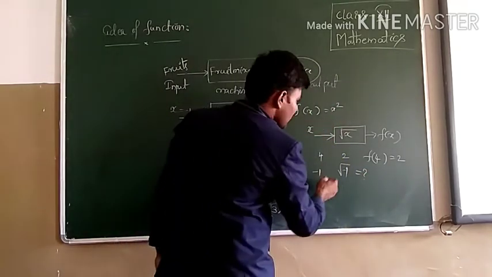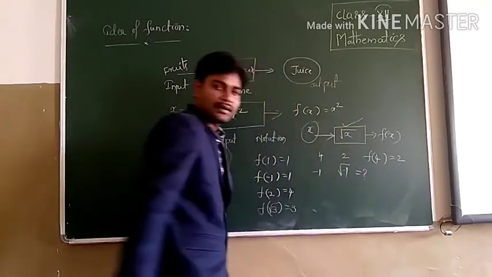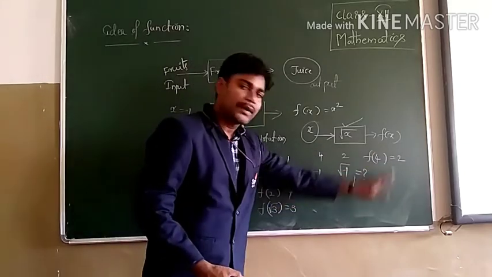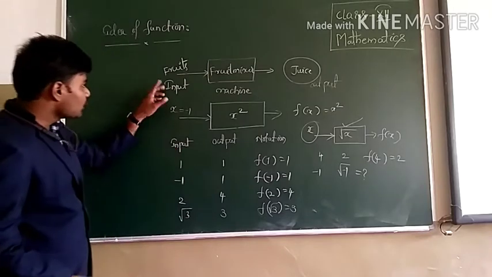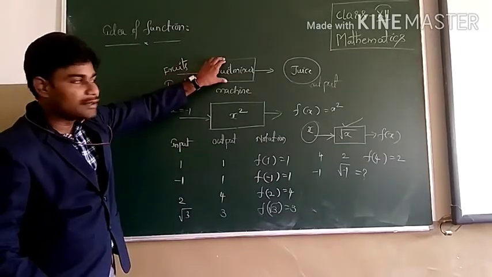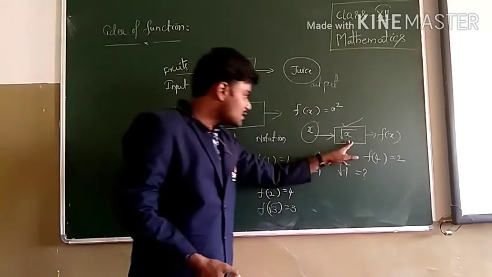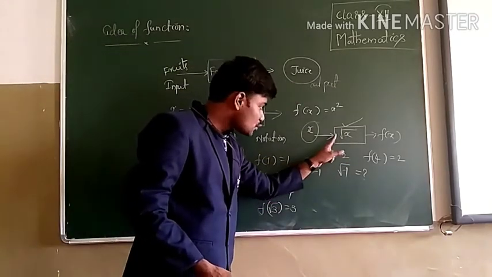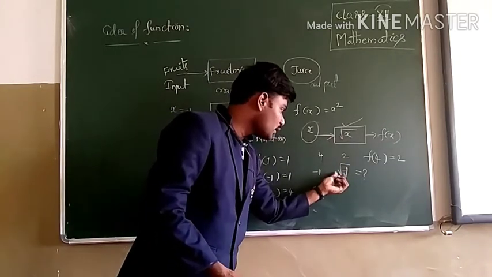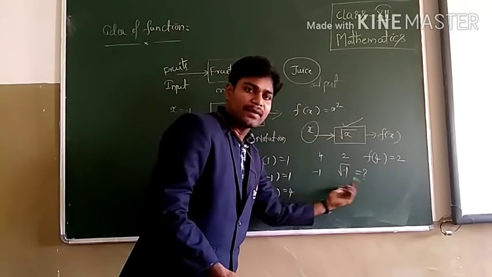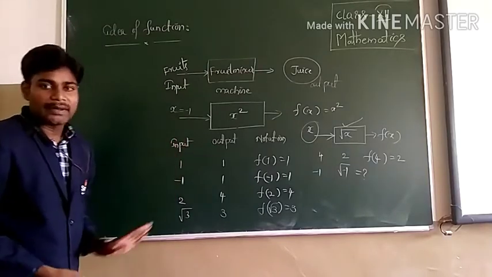So that's why when we are going to find anything, we should give a suitable input to this particular function. Otherwise, we can't get any proper output. Here also, if we give wood to this fruit mixer, it will be broken. We can't get juice. In the same way, for this function, we should give a suitable value. Otherwise, if you give negative values to this function, root of minus 1, we can't get a proper value. So that's why we should give the proper input to perform any operation or function.